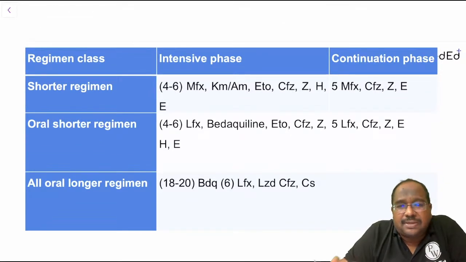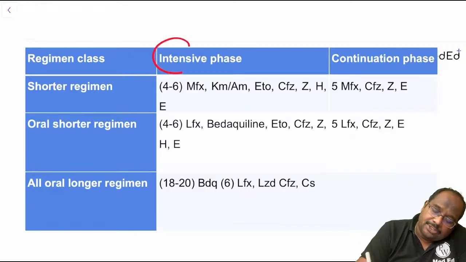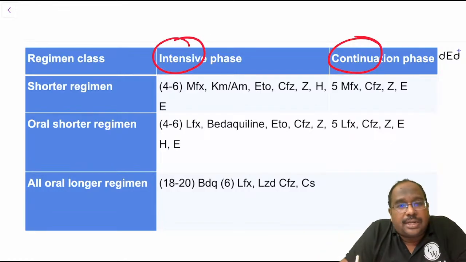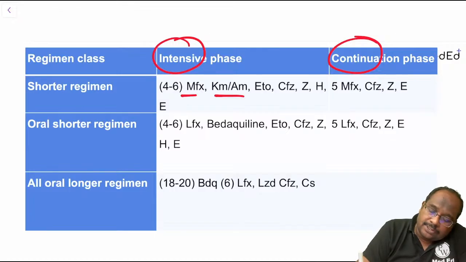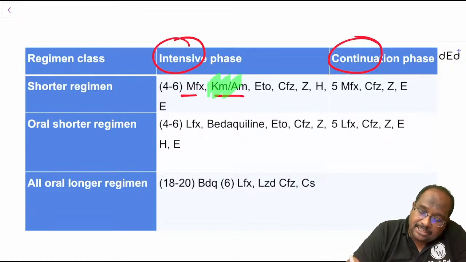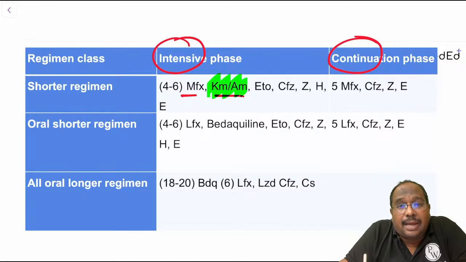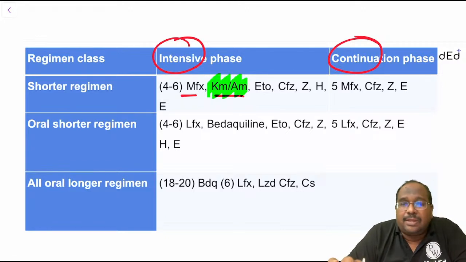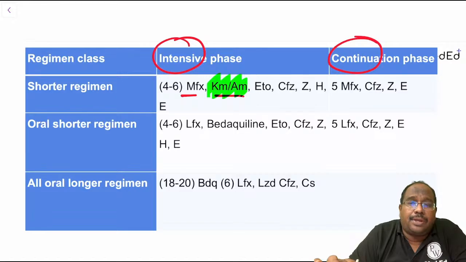These are the various regimens available, guys. The shorter regimen comes in an intensive phase and a continuation phase. In the shorter regimen, you have 4 to 6 months of moxifloxacin. This one has an injection: kanamycin and amikacin injection is there. Ethionamide is there. Clofazimine is there. Pyrazinamide, and isoniazid. Ethambutol, E stands for ethambutol. And in the continuation phase, you will not give the injection, kanamycin, and you will not give ethionamide.